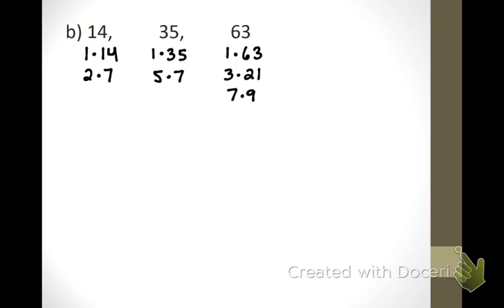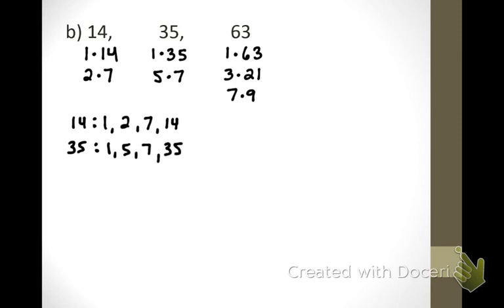So now, looking up there, the first step, it tells me to list all the factors. So I'm going to start with the number 14. My factors for the number 14 are 1, 2, 7, and 14. Then you just go to the next one. You're going to stick it directly underneath it, number 35. I've got 1, 5, 7, and 35.